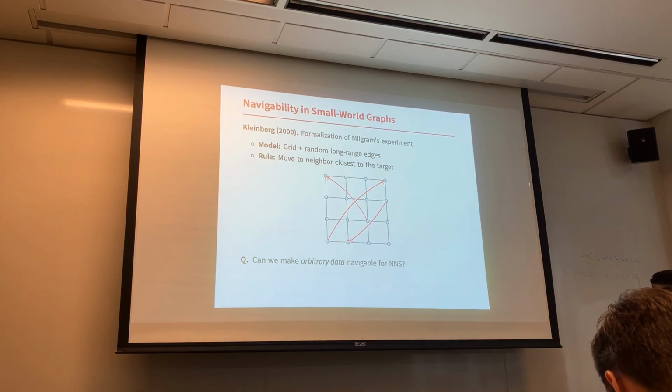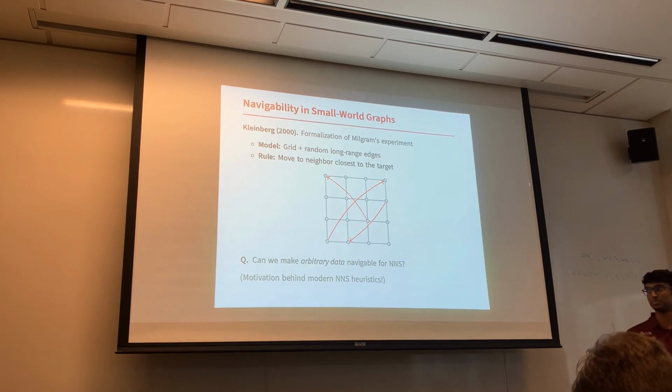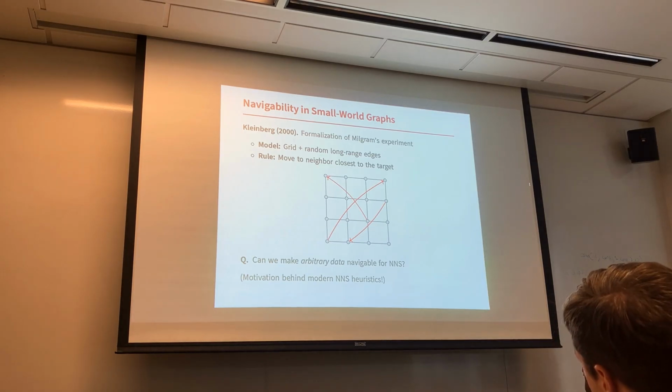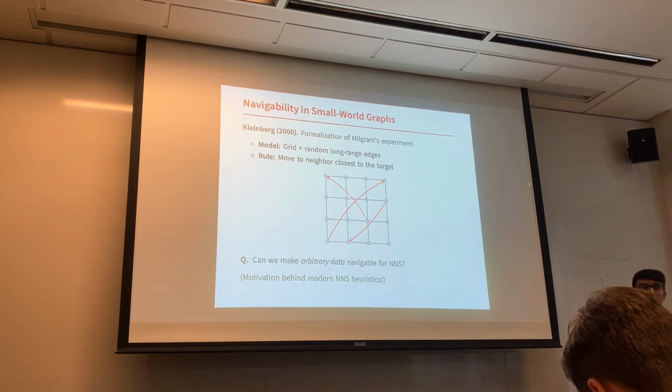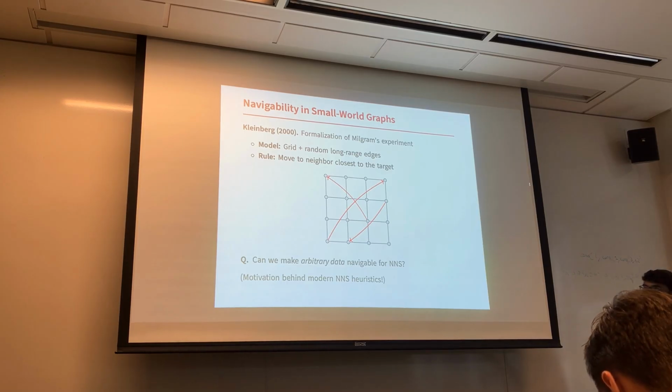And what's cool is that this question is actually the motivation behind a lot of modern nearest neighbor search heuristics that are used in practice. All right, I'll touch a bit more on this in a bit. So let me unpack what I mean by saying make arbitrary data navigable. What does it mean to be navigable on a data set?